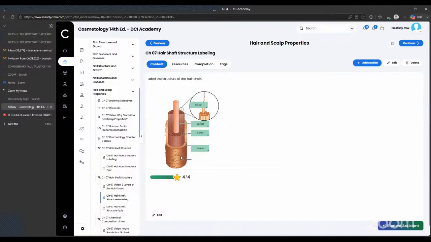Cuticle is the outer layer. Cortex is the inner layer. Medulla is the innermost layer and sometimes empty. They call this an empty pith, P-I-T-H. It is sometimes absent in fine to very fine hair. So the hair is thin. If someone says they have fine hair, you may not find a medulla.